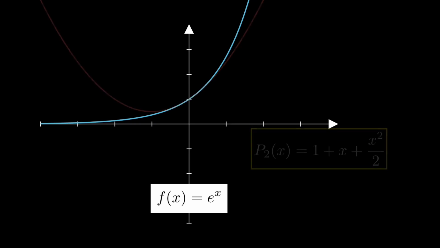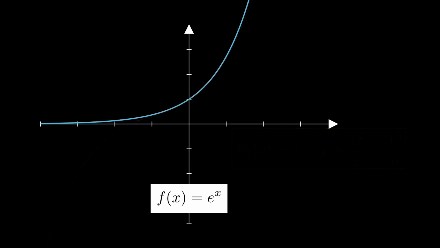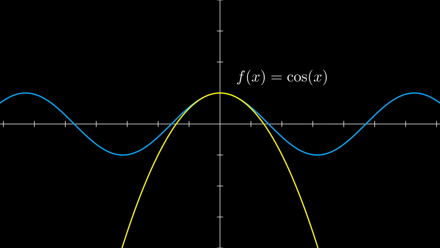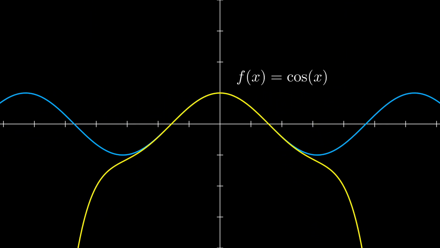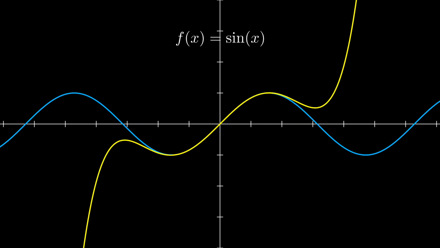The more terms we have, the better the approximation. Here you see the Taylor expansion of e^x, and here is the Taylor expansion of the cosine of x, and briefly we'll look at the Taylor expansion of the sine of x. It will be clear very soon why we're looking at all of these.